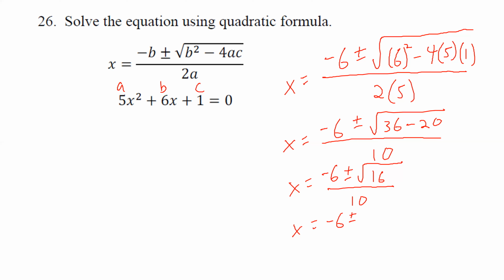The square root of 16 is 4. So now we have 2 possible answers. The first one is going to be negative 6 plus 4, which will be negative 2 over 10, or negative 6 minus 4, which will be negative 10 over 10.